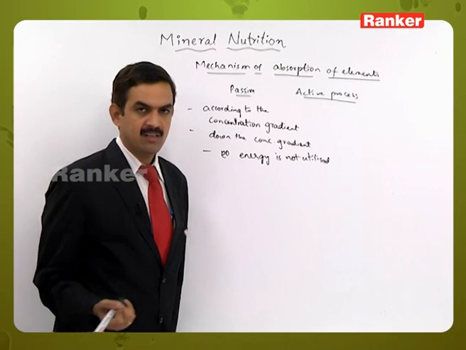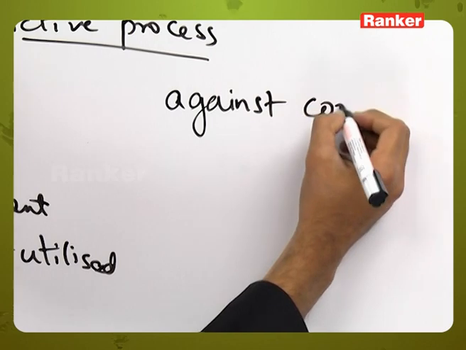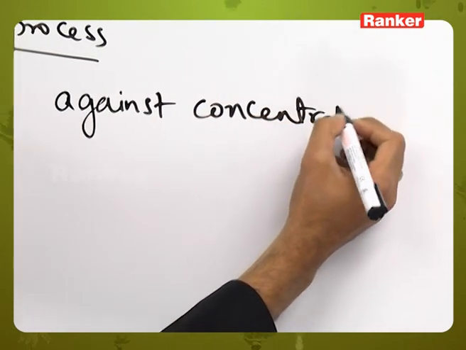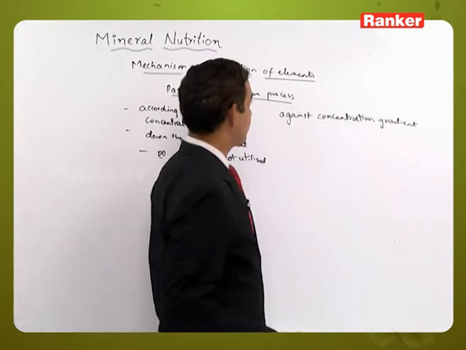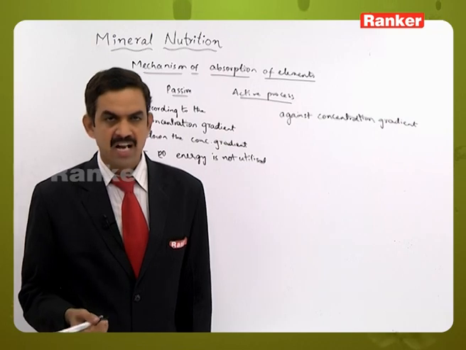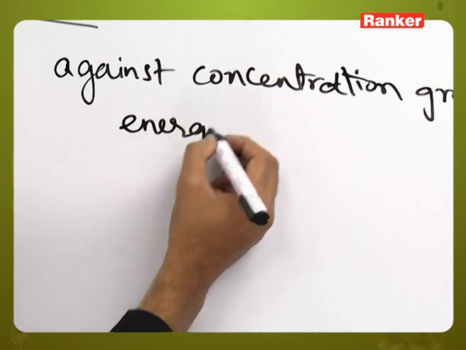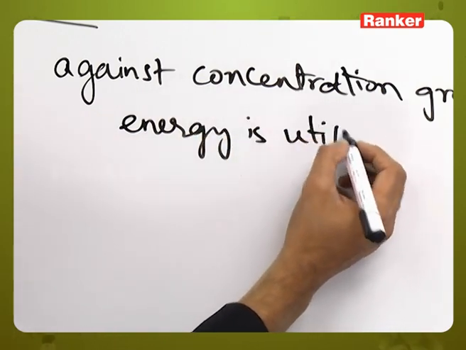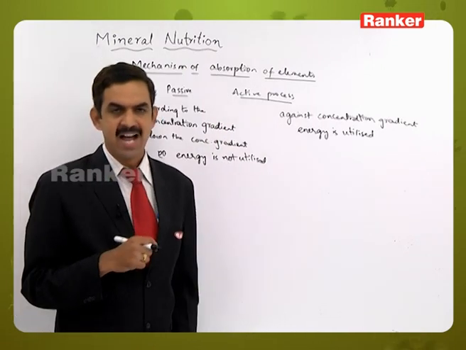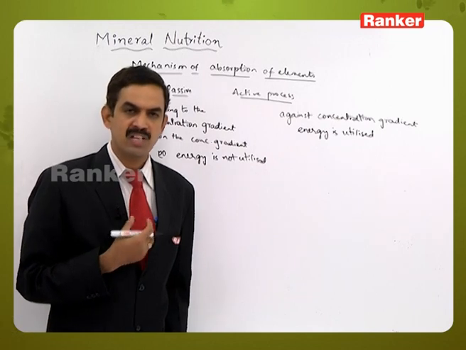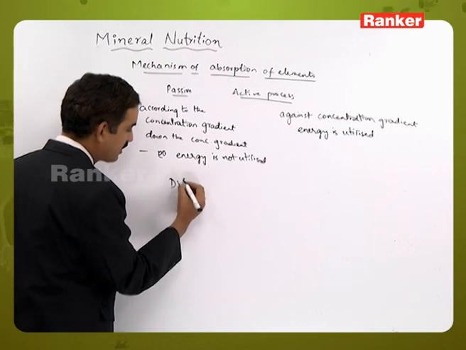And active process is the one that takes place against the concentration gradient, that is from low concentration region to high concentration region, and for this process they require energy, or energy is utilized. The ions may be taken by active or passive process, and sometimes it may be done by diffusion or by facilitated diffusion.